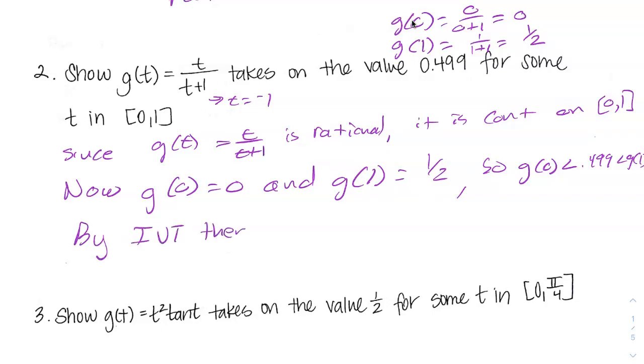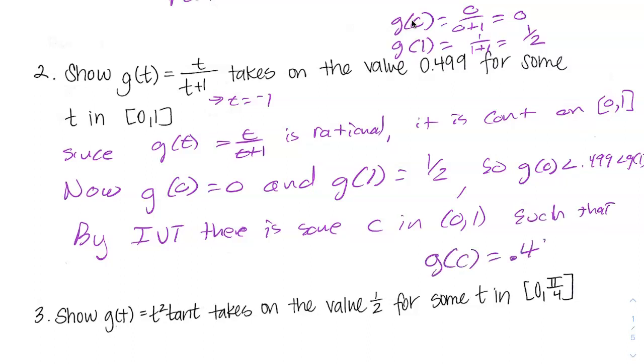There is some c in [0, 1] such that g of c equals 0.499. I could put 9s. So there we go. Right, so it's the same concept every single time when we do this.